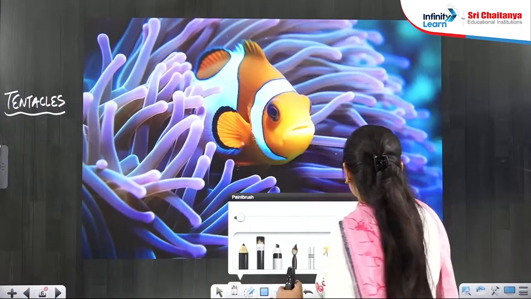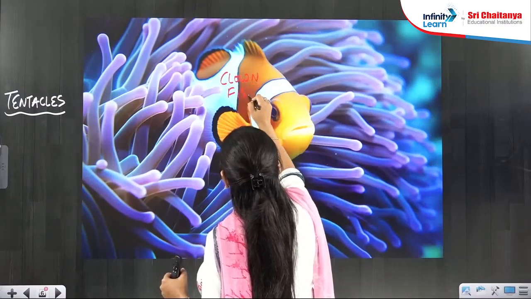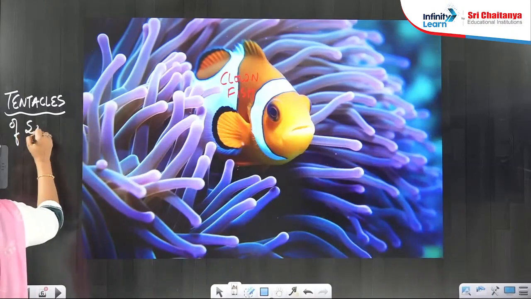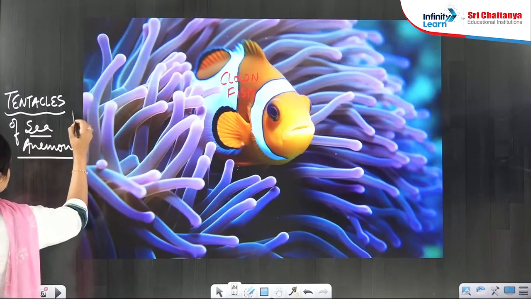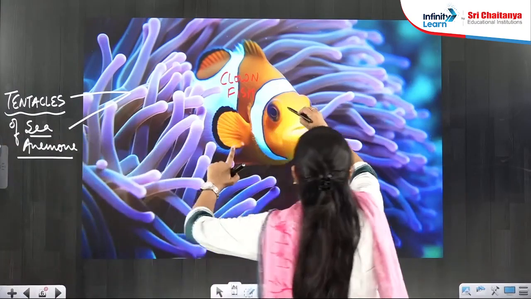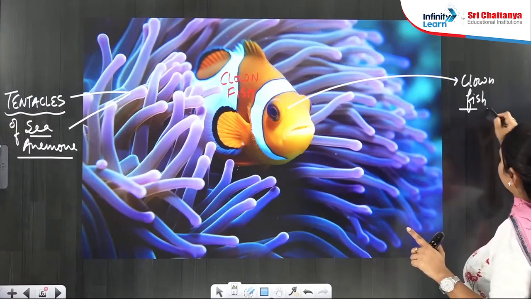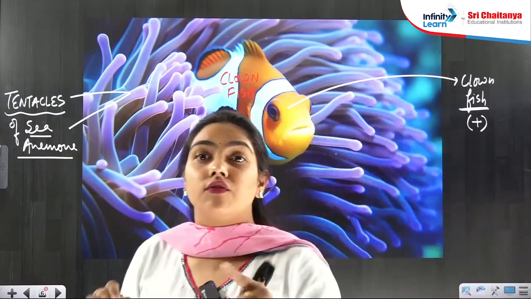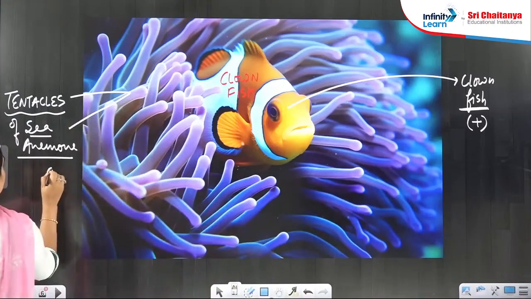And this fish is clownfish, beta. So here these are the tentacles of sea anemone. This is sea anemone, beta. And this is clownfish. Here clownfish is getting protection from the predators. And sea anemone is not getting anything. Sea anemone is zero here.